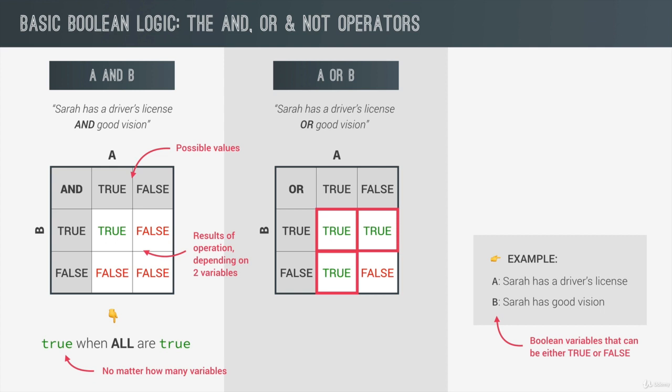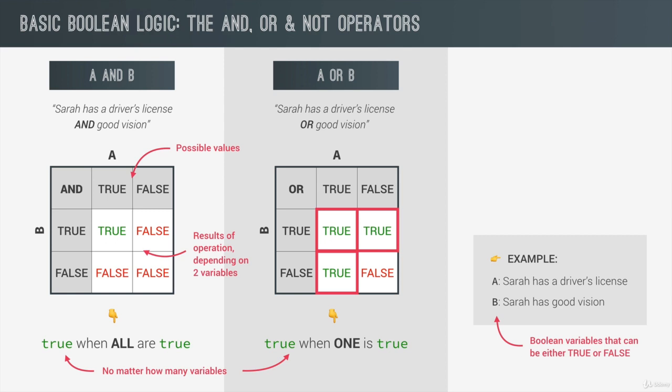And once more, if we have multiple variables, it's enough for one of them to be true to make the whole operation become true as well. Okay, I hope this makes sense. And once again, I can assure you that it will make sense once we start using this in practice.